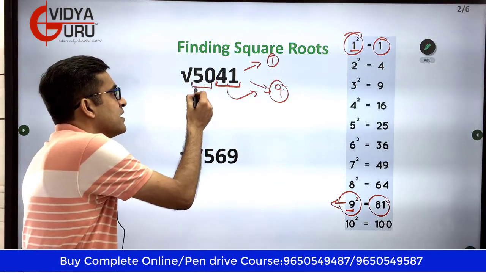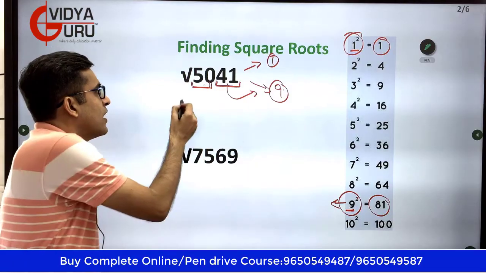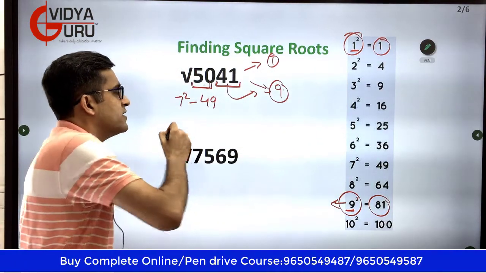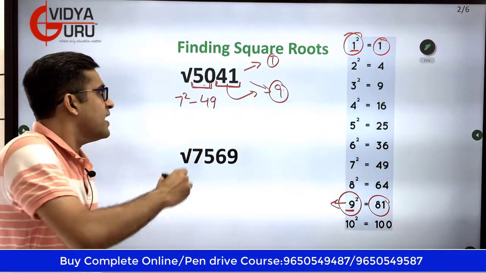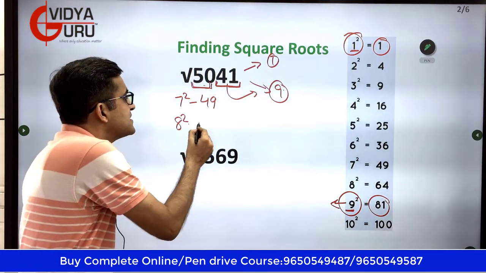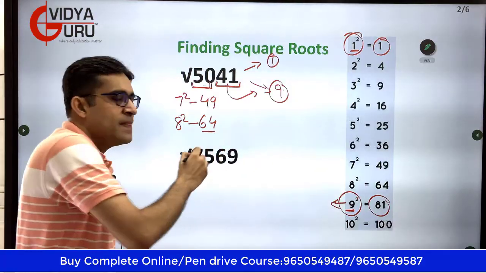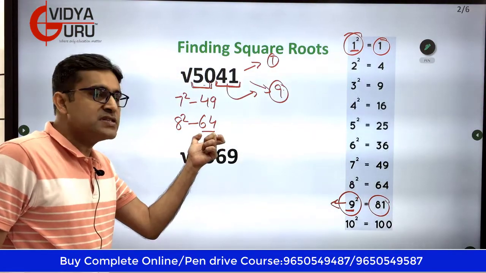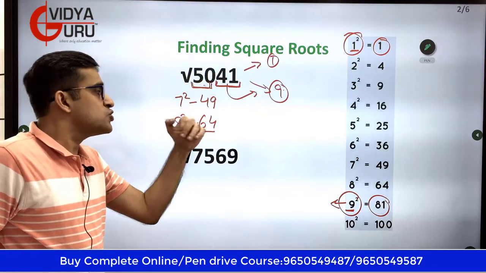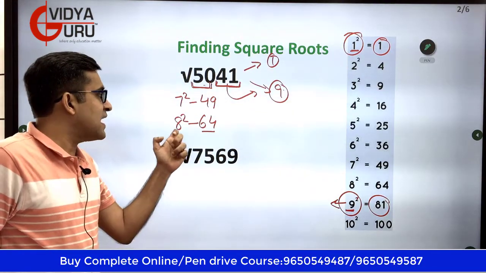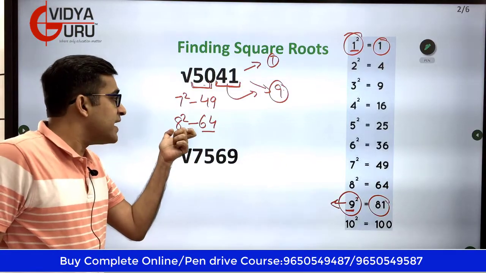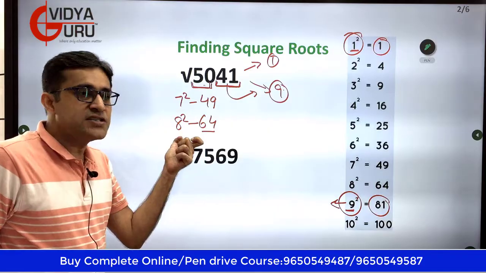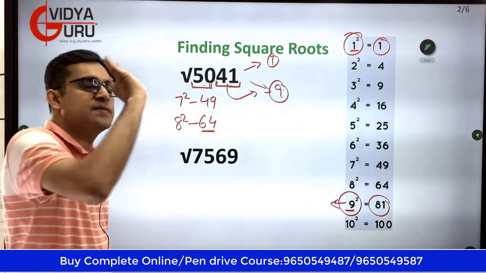Now let's look at this 50. I know that 7 square is 49. I'm thinking about the perfect squares. 7 square gives me 49 and, students, 8 square gives me 64. But 64 is a bigger value as compared to 50, so it will overshoot. That means I cannot have 8 as the first digit because 64 overshoots 50.